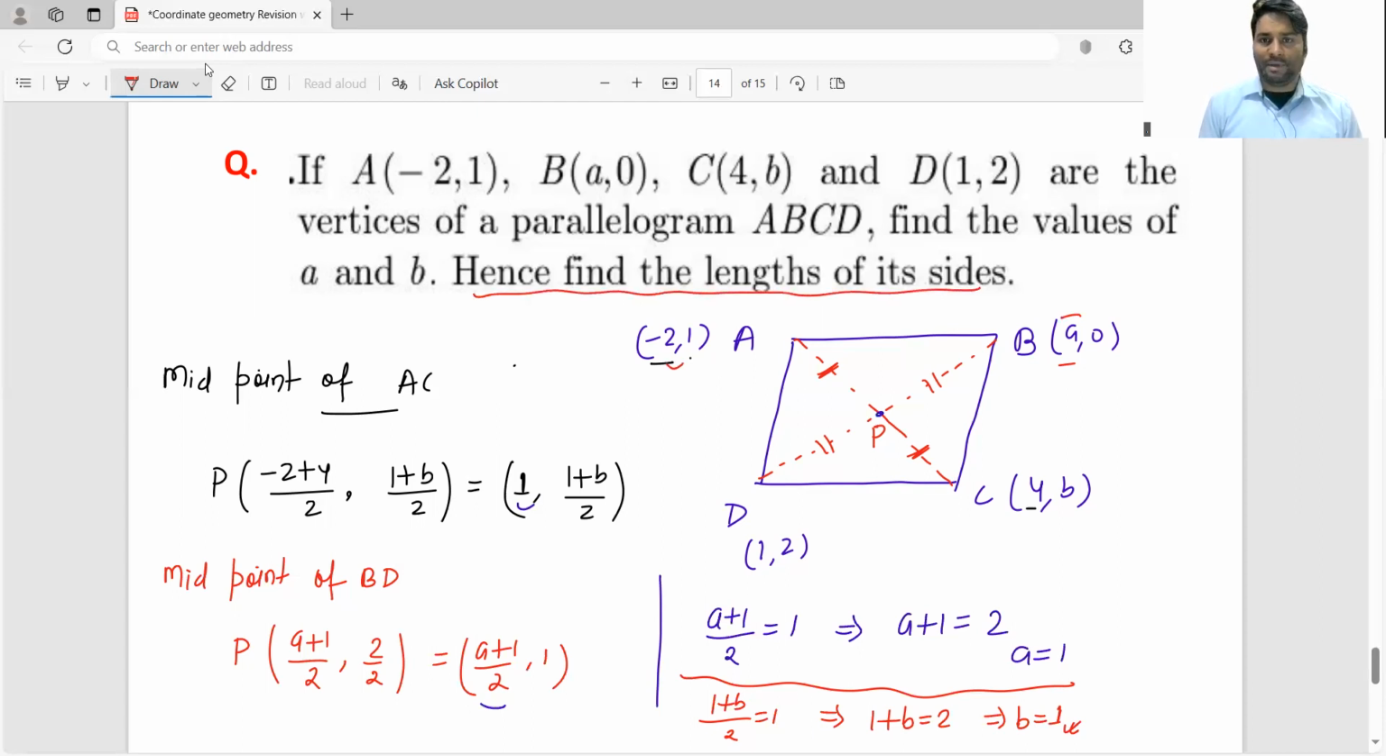Now you have to find the length of the sides, which is very simple, by using the distance formula: AB, BC, CD and AD, you can easily calculate. I hope you got all the concepts.